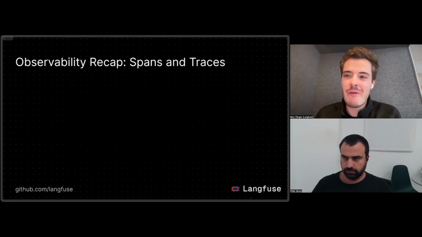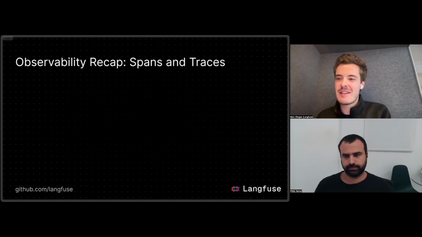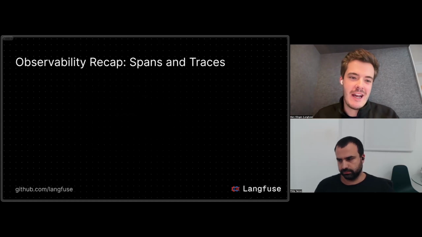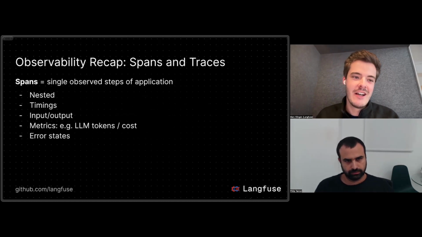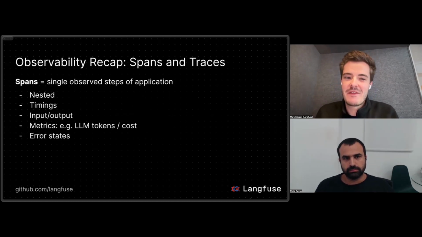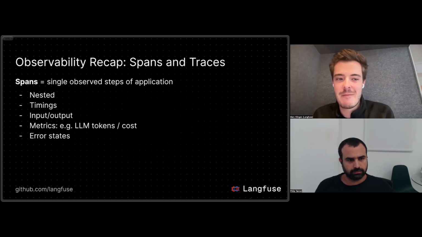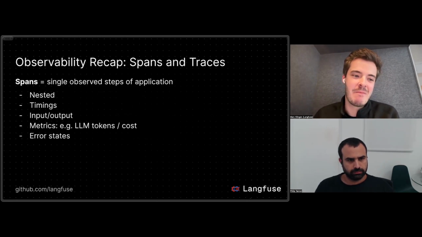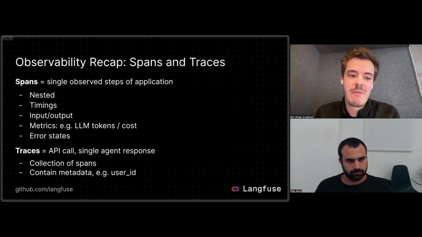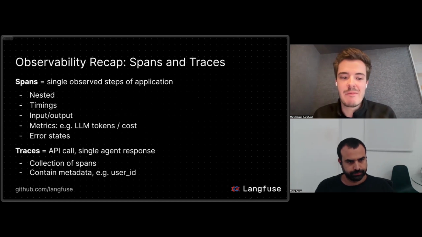So for all of you that are more on the non-ops and application layer side, a super quick recap on these terminologies. We start with spans, which are basically single observed steps of an application. They are nested, they have timings, capture input and output. You can derive metrics from them, or they contain metrics like LLM token counts or costs, and have error states. And then there are traces, which group these spans and might reference an API call or a single agent response, and could contain metadata such as a user ID, a tenant, or however you would like to group your application.